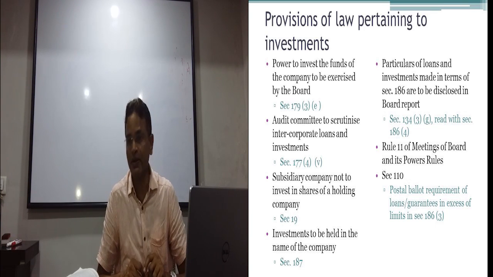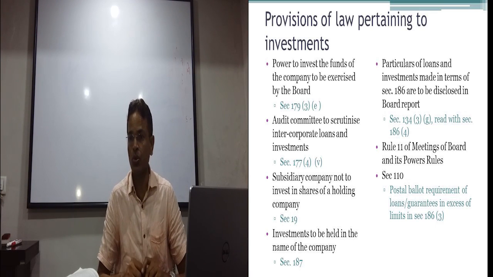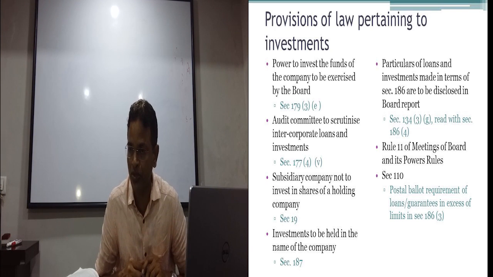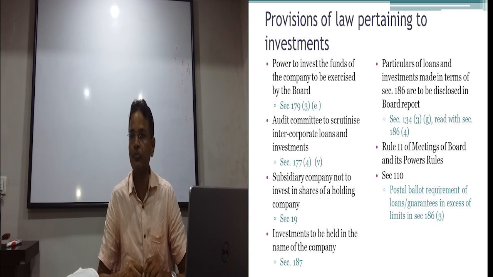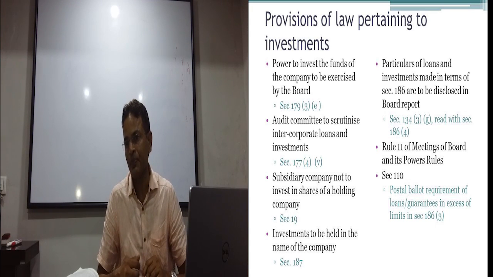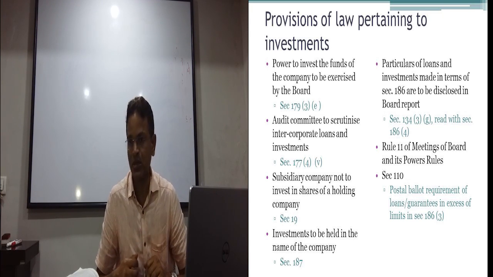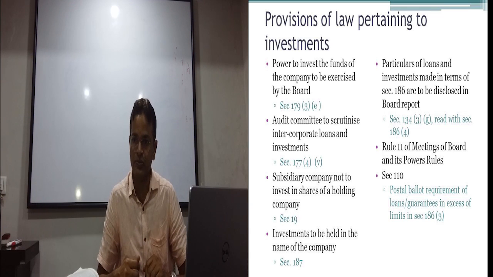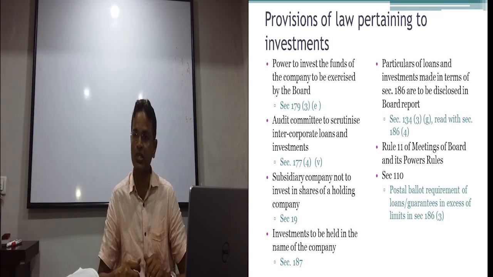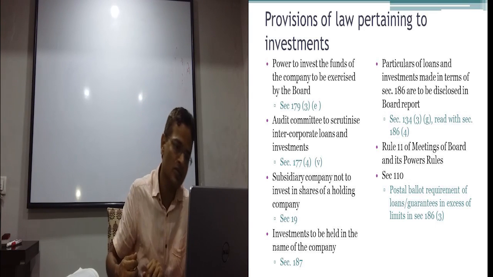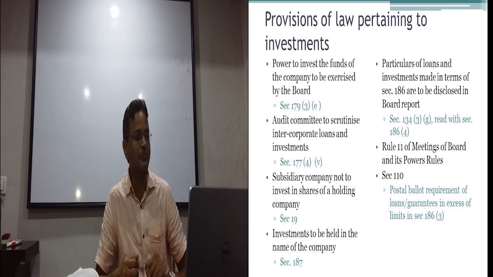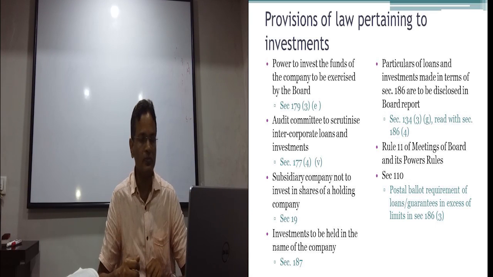Also, section 187 talks about companies holding investments in their own name. In other words, whatever investments the company makes, the company must be holding it in its own name, and the investments made by the company also are to be recorded as a part of the board report. Now, this recording in fact can be done in the financial statements, and the board report can only make a reference to such annexures in financial statements where the particulars of loans and investments covered by section 186 are contained.